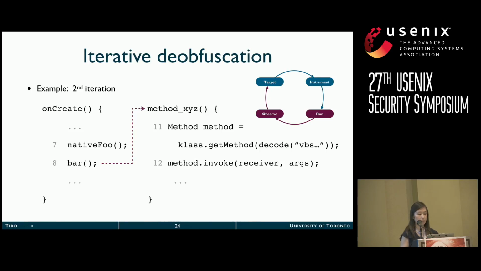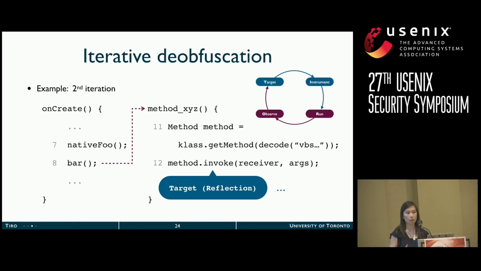So in a subsequent targeting step, Tiro will see that this invocation to bar can lead to this new bytecode being executed. So it'll also look for locations of obfuscation in this new bytecode and then deobfuscate them using the same 4 steps.